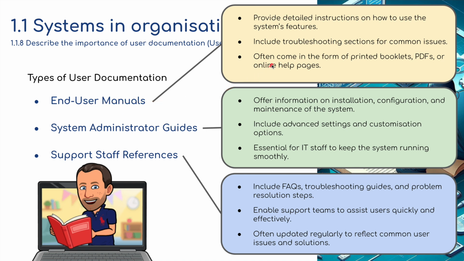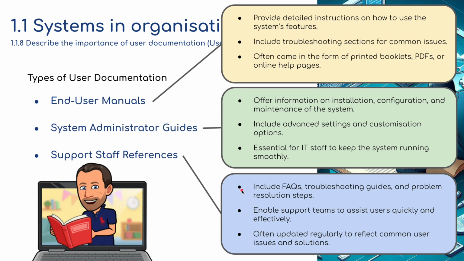End-user manuals provide detailed instructions on how to use a system's features. They include troubleshooting sections for common issues, and often come in the form of printed booklets, PDF files, or online help pages. Now, system administration guides offer information on installation, configuration and maintenance of the system, including advanced settings and customization options. It's essential for IT staff to keep the system running smoothly.